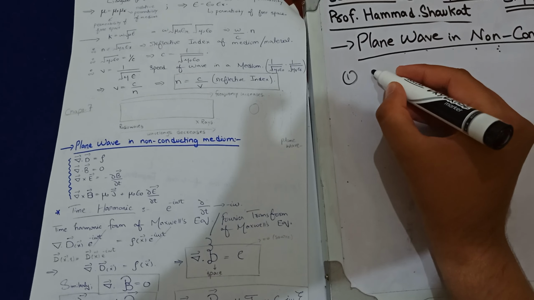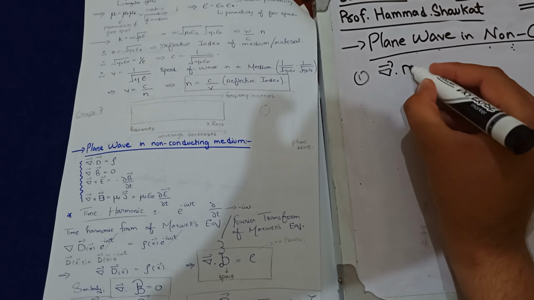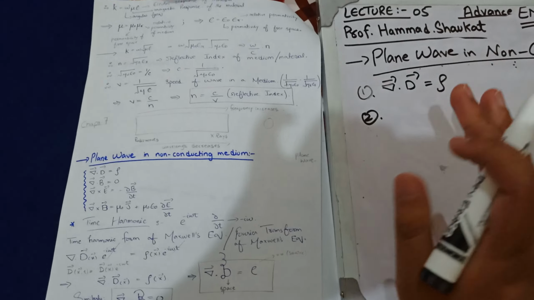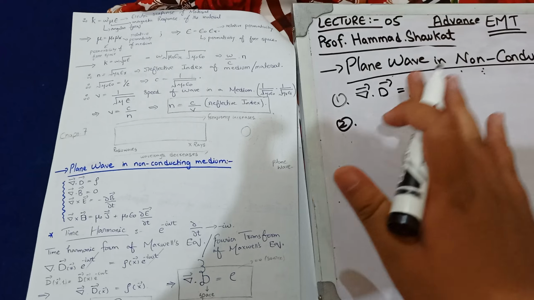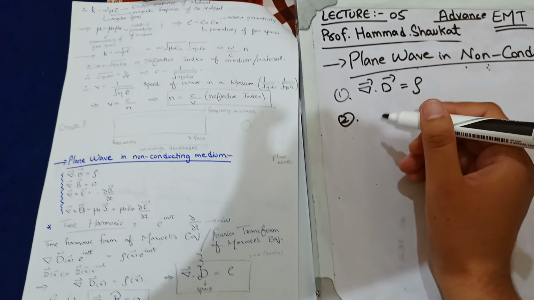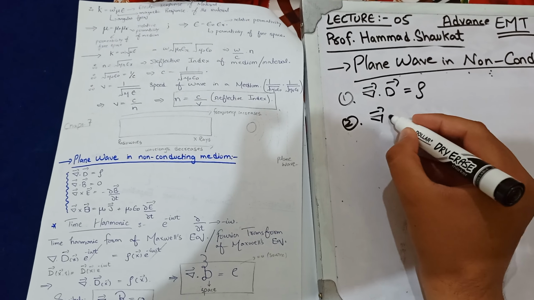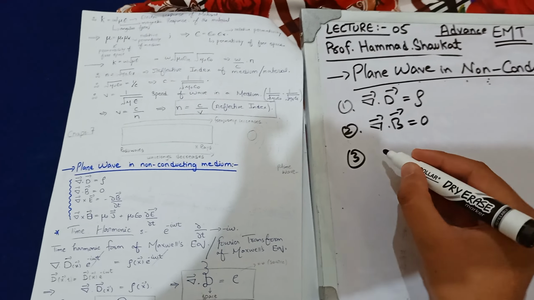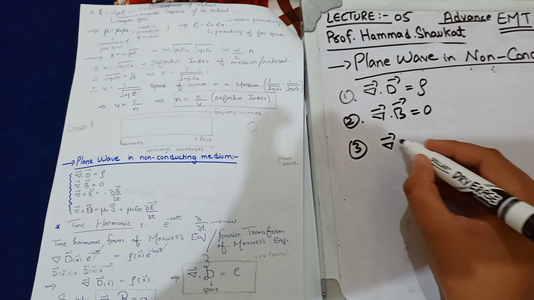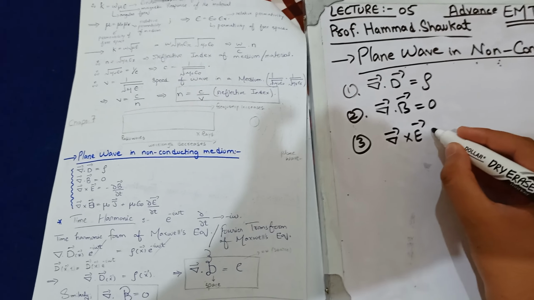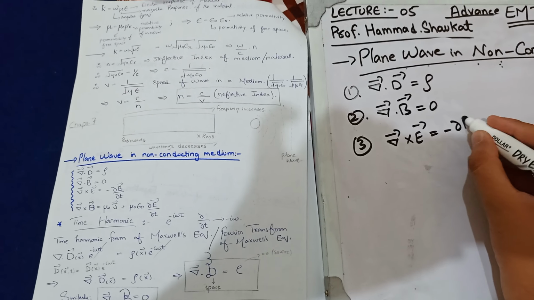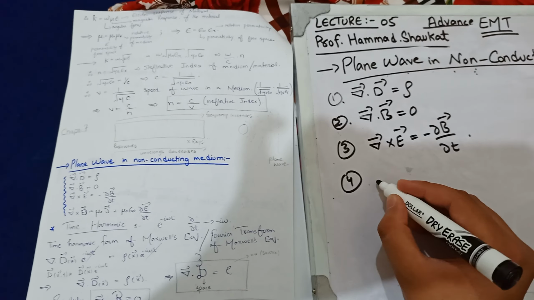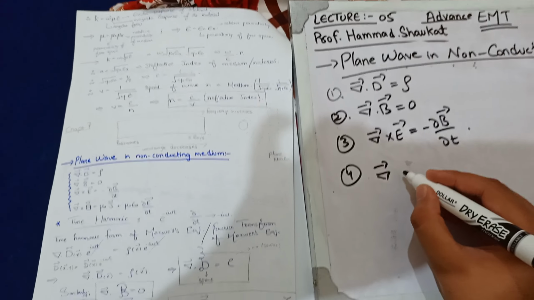You already know that the divergence of the electric field equals rho over epsilon naught. These are Maxwell's equations. We already derived these equations in lectures 2, 3, and 4, which you can watch. The divergence of the magnetic field equals 0. We can also derive this. The curl of the electric field equals minus the change in magnetic field with respect to time. You have to review these Maxwell's equations from the previous lectures.